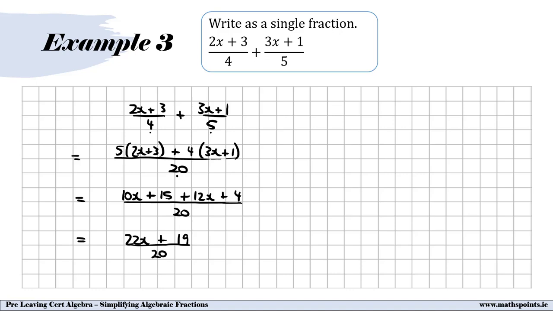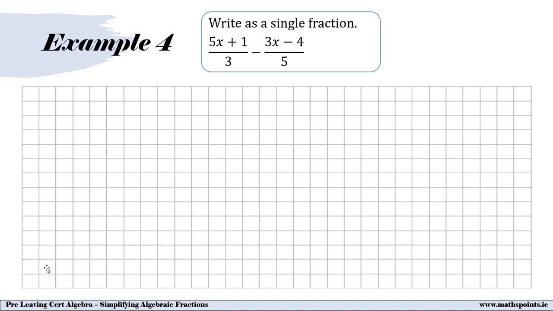And so our final answer also had two terms in the numerator, and this is as simple as we can get this expression. We can't simplify it any further. Example 4 is very similar, just that we have a minus in the middle of this one instead of a plus. So we have 5x plus 1 over 3 minus 3x minus 4 over 5.